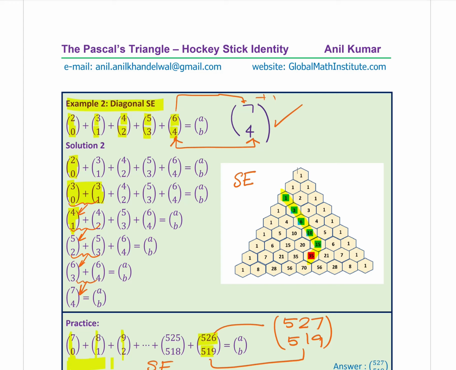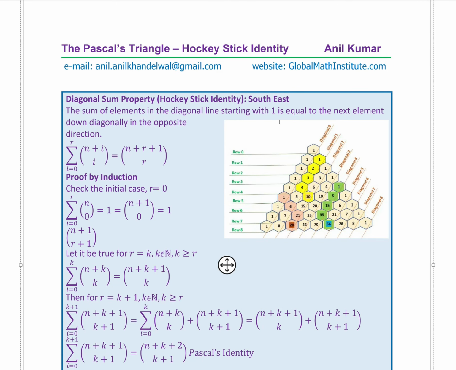So in both the cases, what we see is that you have to move along the diagonal, and the sum lies in the next row, but opposite to the diagonal direction. Correct. Now let's take up the proof of the hockey stick identity, right? In the first case, I'm taking the diagonal sum property. It is also called mainly and popularly the hockey stick property, right? We're taking the case where the movement is southeast.